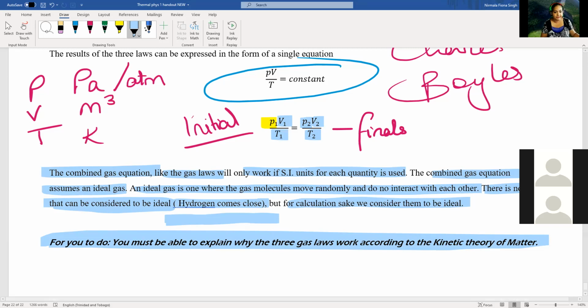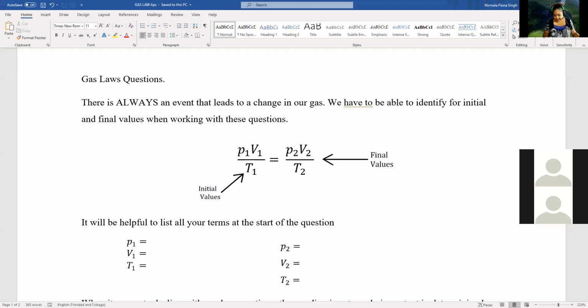So let me hit pause because I need to change the handout. So we have another handout on the screen. Here is our next handout, which is gas laws and how to do their questions.